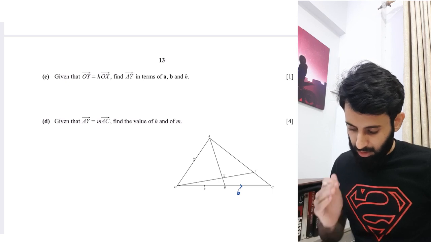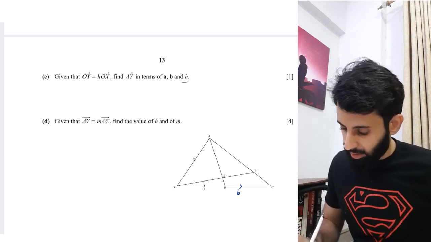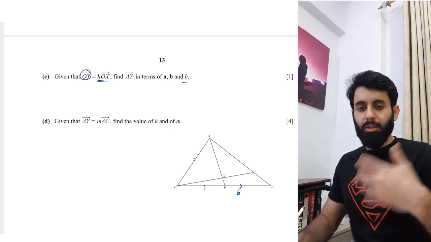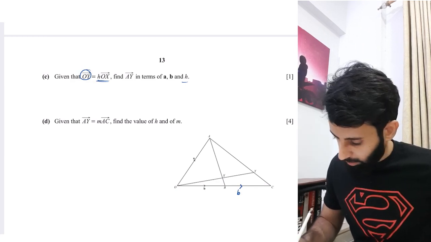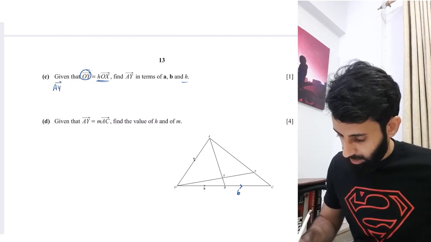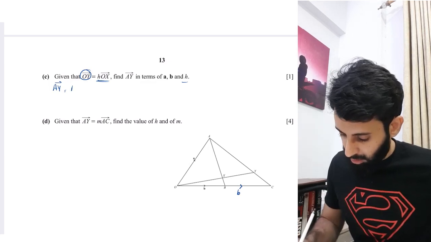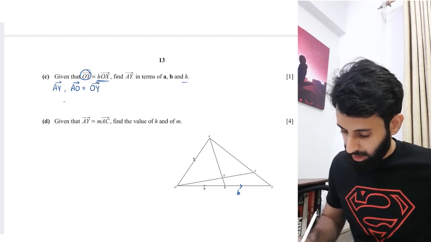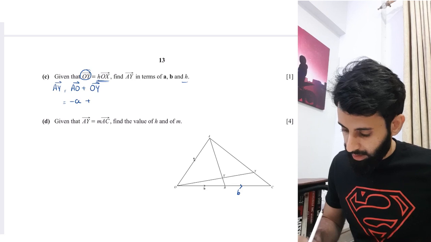Okay, so that means if I want to find it in terms of h, I have to use OY somewhere, because that's what will give it to me in terms of h, since OY is equal to h times OX. So if I want AY, I can go from A to O, and then from O to Y. So A to O is something that's already given to us, that's minus a, and then OY, as the question suggests, is h times OX.